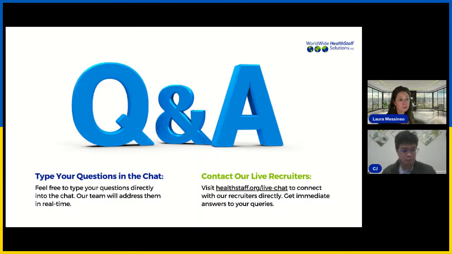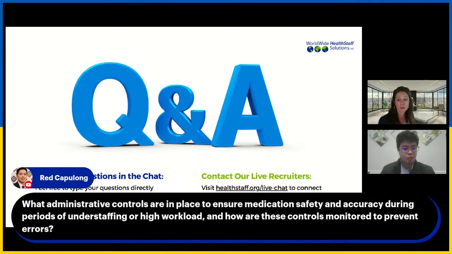Okay, so another few questions coming in. This is from Red. What administrative controls are in place to ensure medication safety and accuracy during periods of understaffing or high workload? And how are these controls monitored to prevent errors?